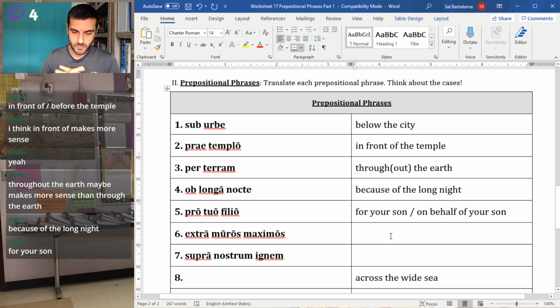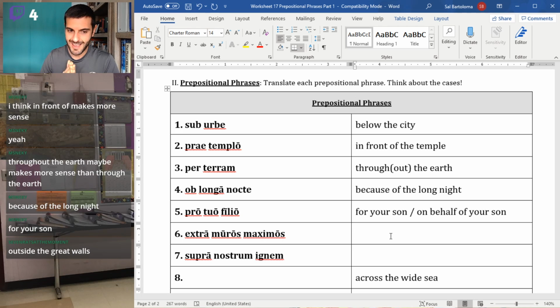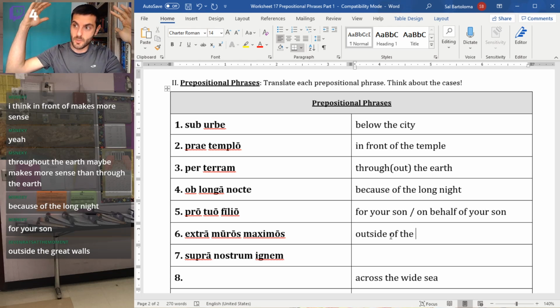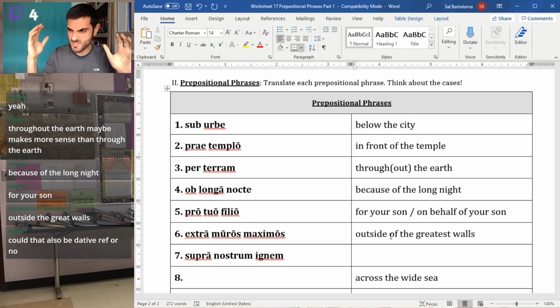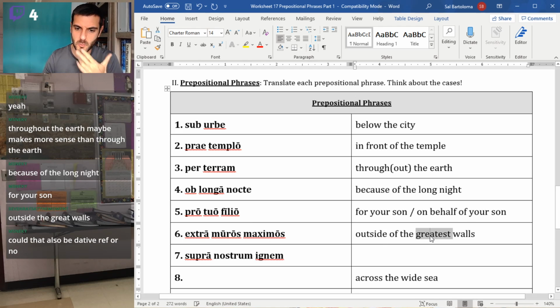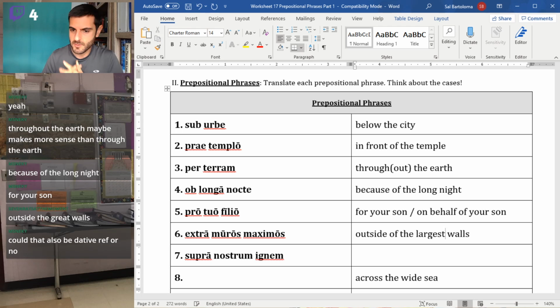Extra muros maximos. Extra with the accusative, outside of, not just the great walls, the greatest walls, the largest walls. Maybe we'd say for walls. Outside of the largest walls. Could that be dative of reference or no?